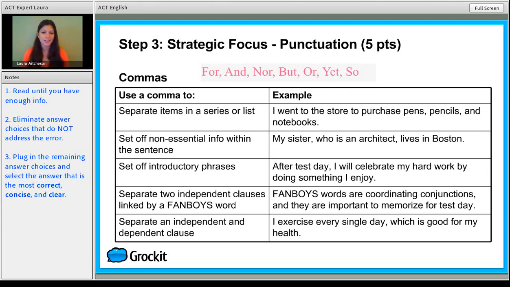Those are coordinating conjunctions that you can separate with a comma. You can separate 2 independent clauses. So you have an example here. FANBOYS words are coordinating conjunctions, comma, and they are important to memorize for test day. So we have your uses and we have your examples. So look over this chart, check to see if some of these look unfamiliar, and then as you're practicing this week, be on the lookout for when they take FANBOYS, or if they're just doing commas, if they have items in a series or a list, try to identify where these are being used, and that way you can reinforce the concepts that you're learning here.